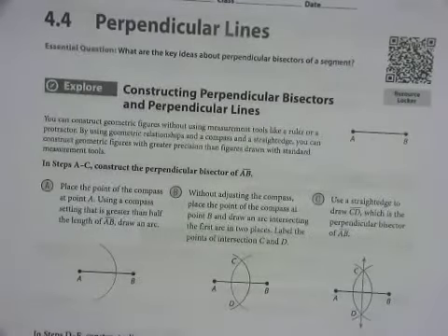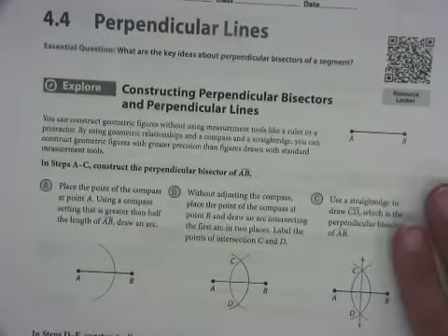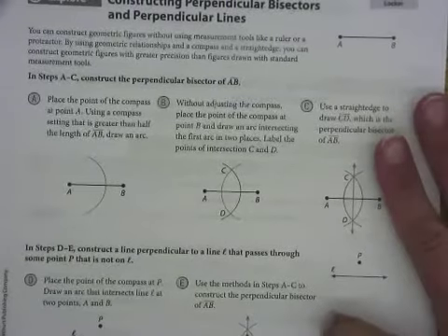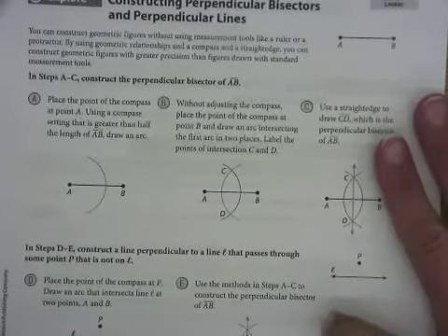In this lesson, we're looking at relationships between perpendicular lines. And the first thing that you see in your textbook is the construction of the perpendicular bisector of a segment.